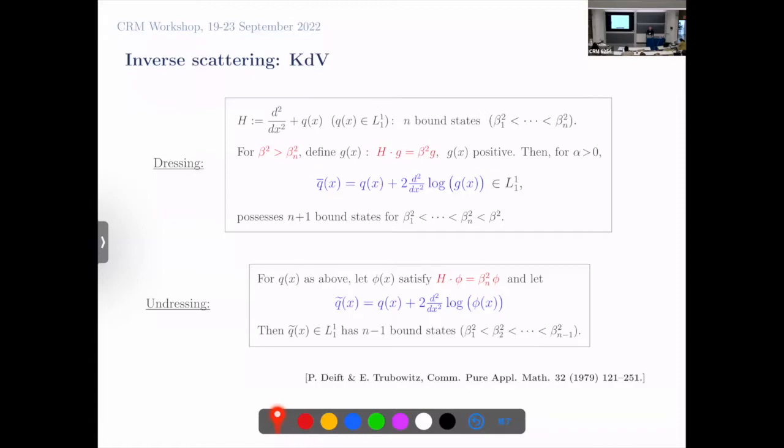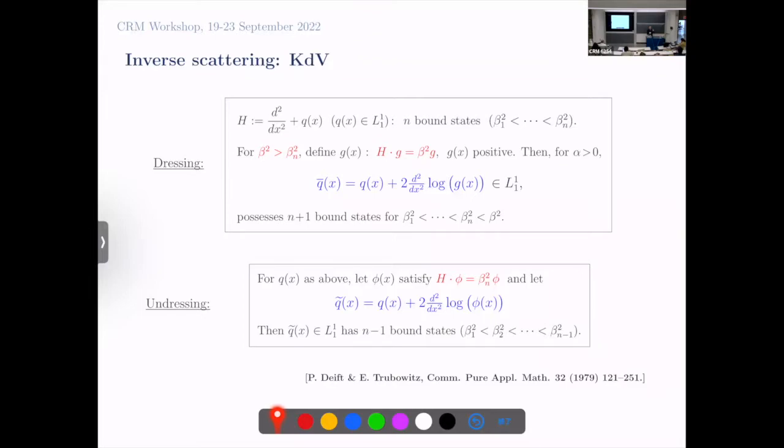There's a very remarkable theorem by Deift and Trubowitz in this extremely famous paper where they describe the inverse scattering on the line for KdV. The statements concern what they call dressing and undressing transformations. The statement is written down here, but basically, if you have one of these operators, the Hill operator, with n bound states, and you choose an eigenfunction corresponding to an eigenvalue that lies below the discrete spectrum, then you can dress the initial potential in the operator such that you create an extra bound state. That's the dressing statement.